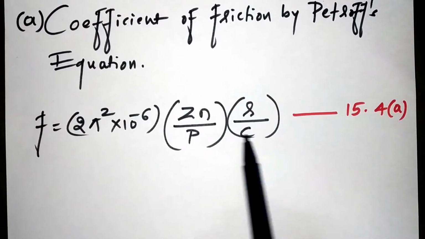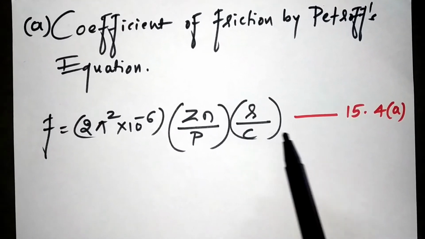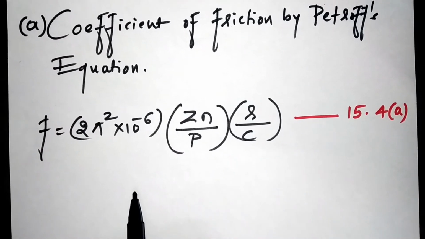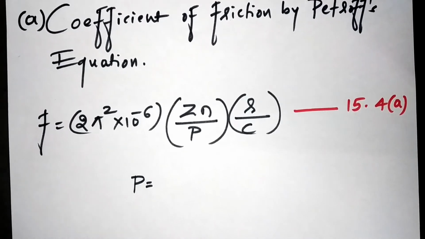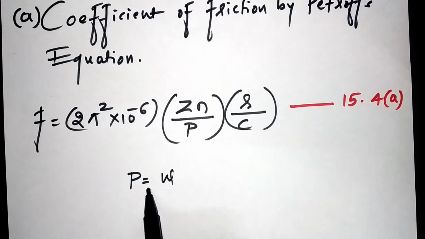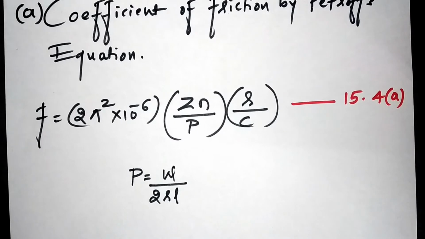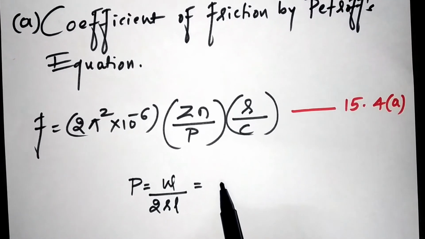So let us first find out the P and then we'll go for the calculation of C, and later on we will substitute back in this equation. So first the value of P we are going to find out. In your data handbook the formula for P is W divided by 2RL. In this, W is indicating the load. In the problem it is given to be 10 kilonewton.